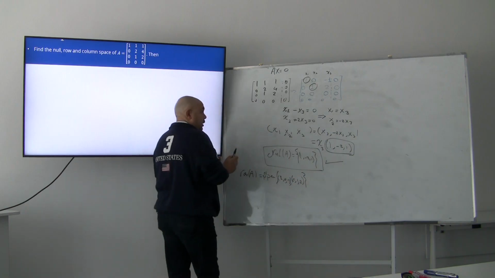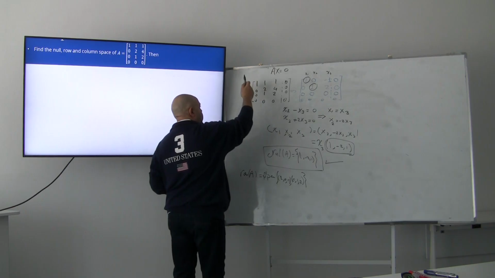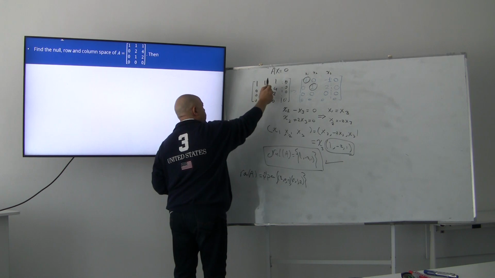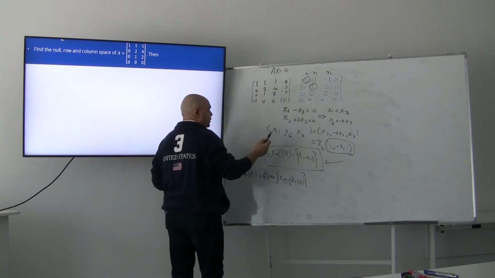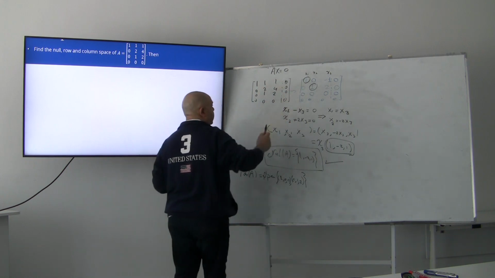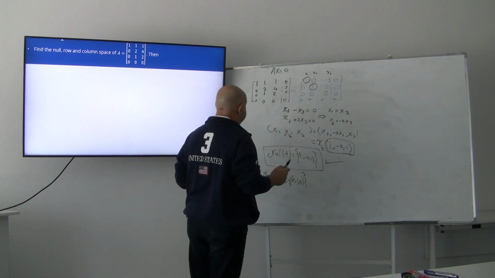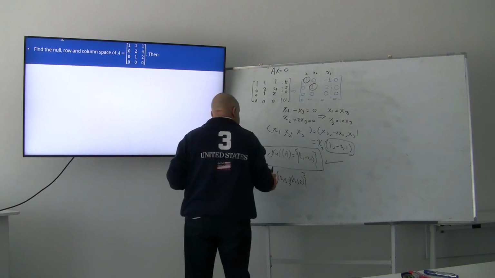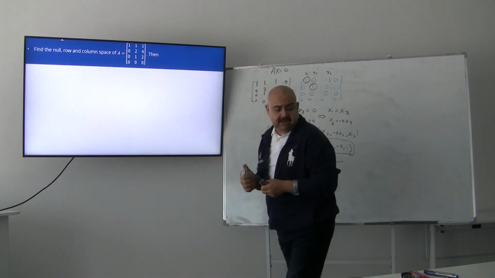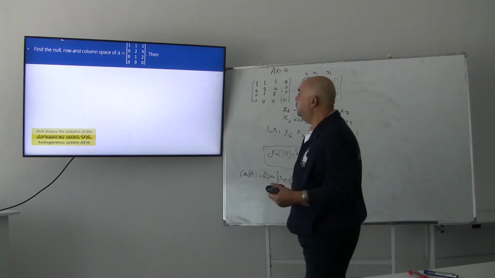So the row space, after taking the vectors from the echelon form, is going to be (1, 0, -1), (0, 1, 2), as we will see now. Okay?